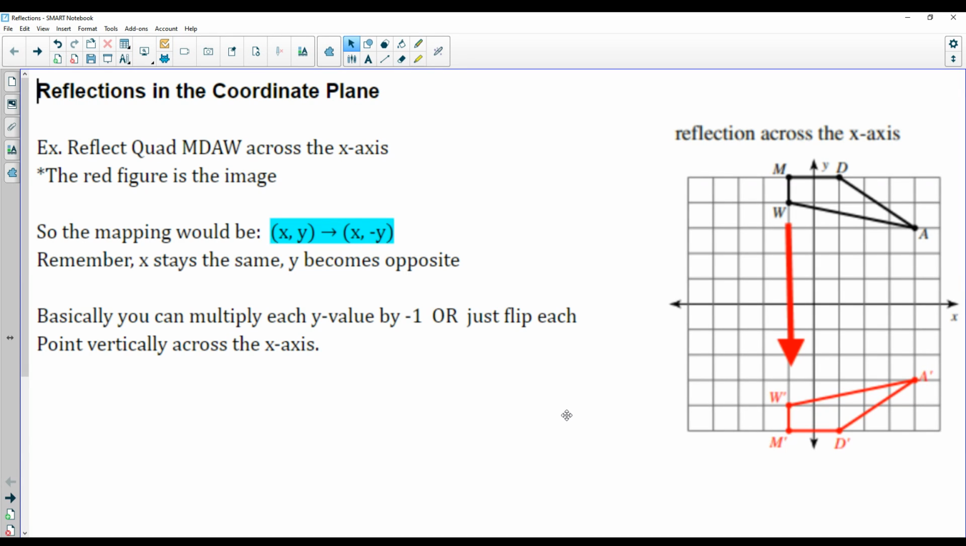Today we're going to do reflections in the coordinate plane. So we did translations, that was a shift. Today we're going to do reflections. And what you need to think about for a reflection is that it is a flip. Now this is like seeing yourself in the mirror. It is a flip. It's a reflection of your image, okay?